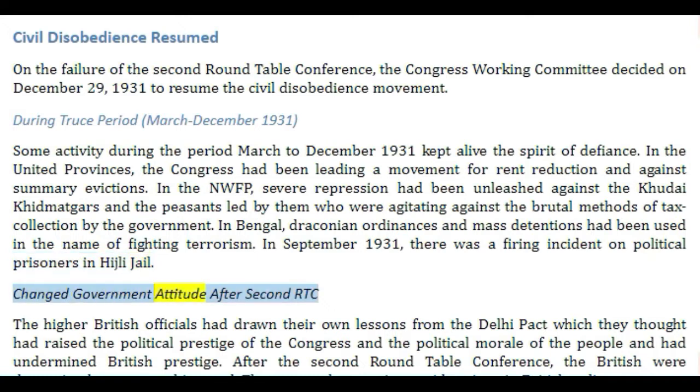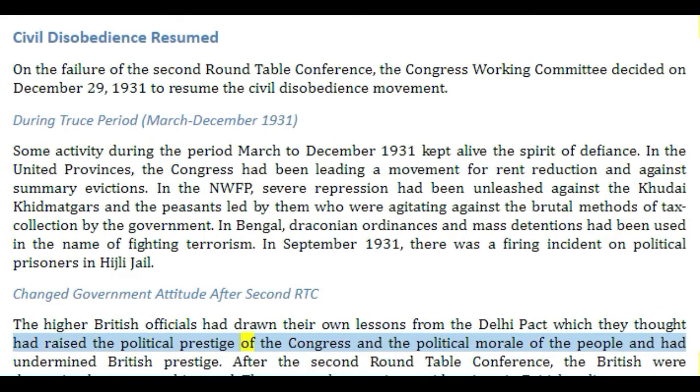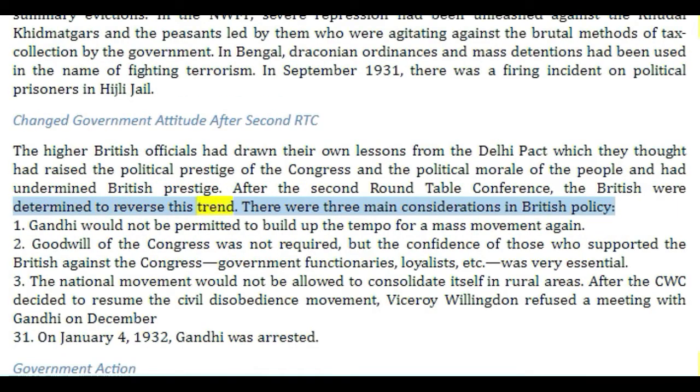Changed government attitude after the second RTC. The higher British officials had drawn their own lessons from the Delhi Pact, which they thought had raised the political prestige of the Congress and the political morale of the people and had undermined British prestige. After the Second Round Table Conference, the British were determined to reverse this trend.